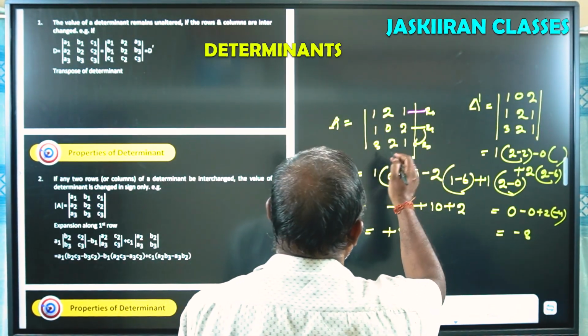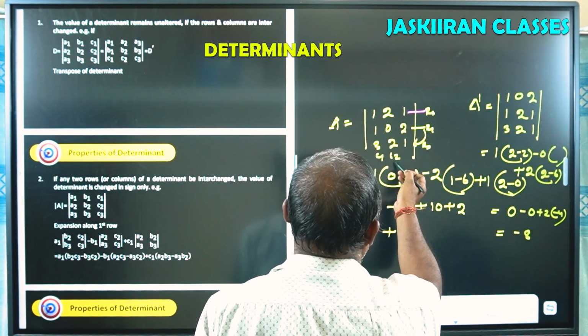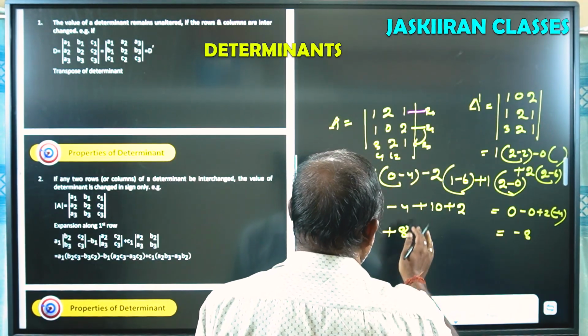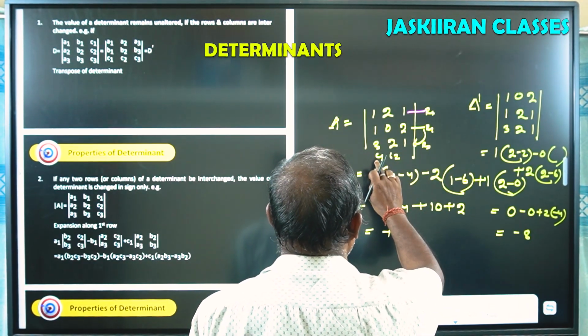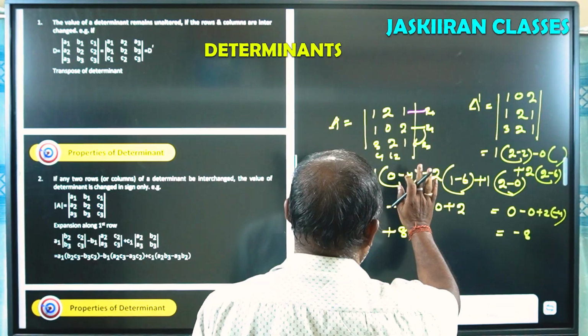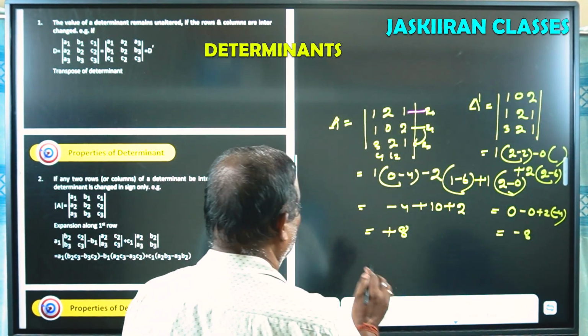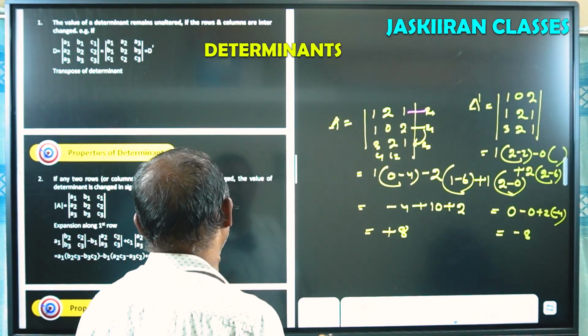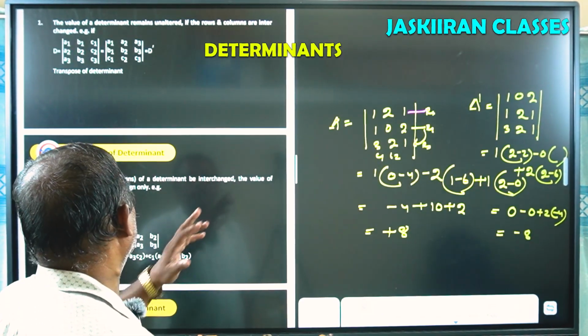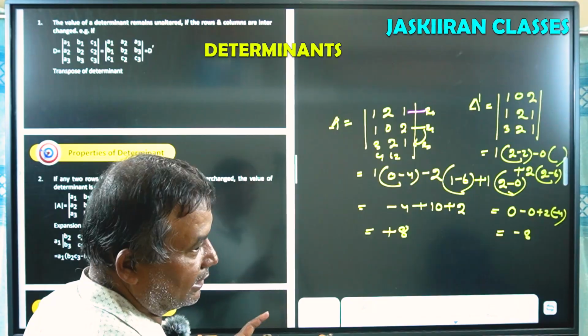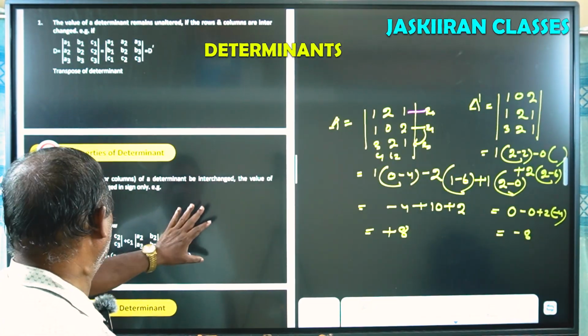Now suppose we have to change C1 to C2 and C2 to C1, then also we get the same value. Where C1 is changed to C2 and C2 is changed to C1, then expanding, that is minus 8. So any two adjacent rows or columns of a determinant are interchanged, then the sign of the determinant is changed, but the absolute value remains the same.